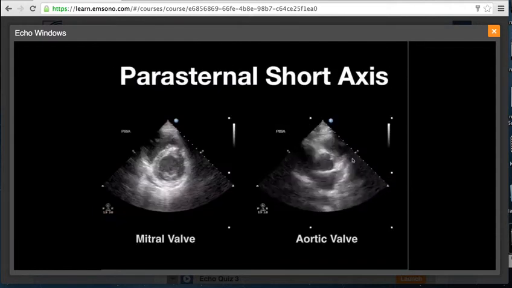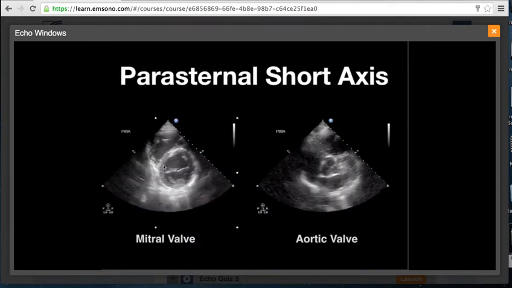Now with the parasternal short axis window, you can obtain this at multiple different levels. Here on the right, we're at the level of the aortic valve. On the left here, we're at the level of the mitral valve, and here you can see the right ventricle, and here you can see the left ventricle with the mitral valve right here.